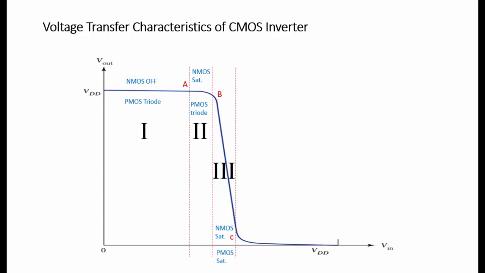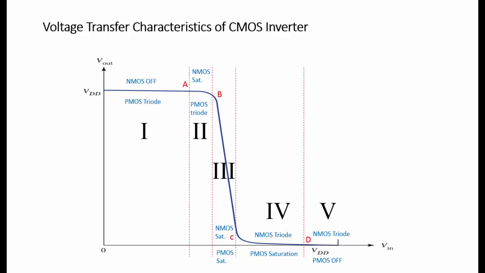Third region is when both NMOS and PMOS are connecting and in saturation. After that, the inverter enters the fourth region when both transistors are on, but NMOS goes to triode. And final region is when the input signal is very high and close to VDD. So PMOS is off and the NMOS stays in triode.